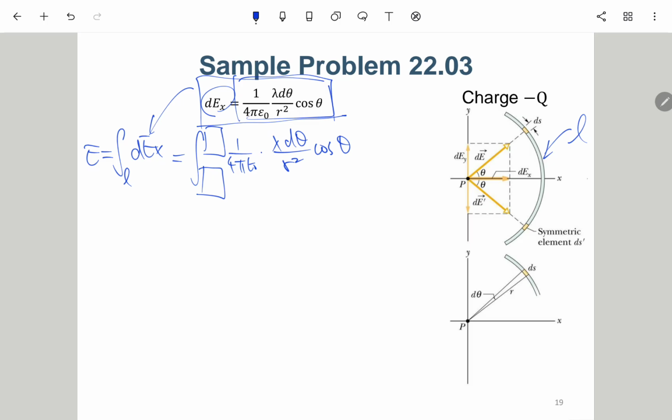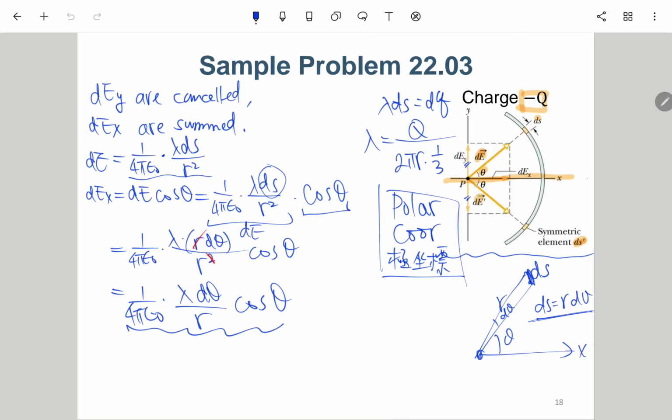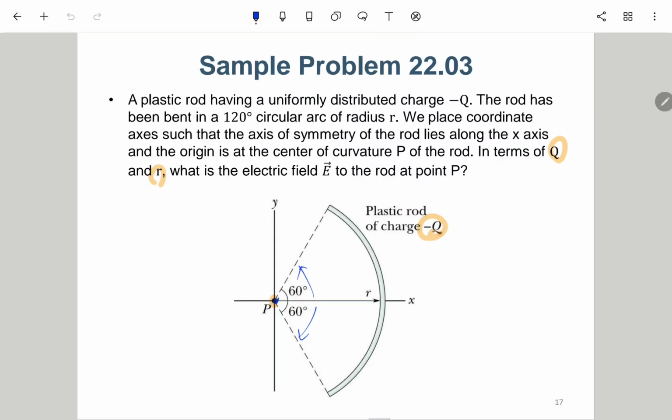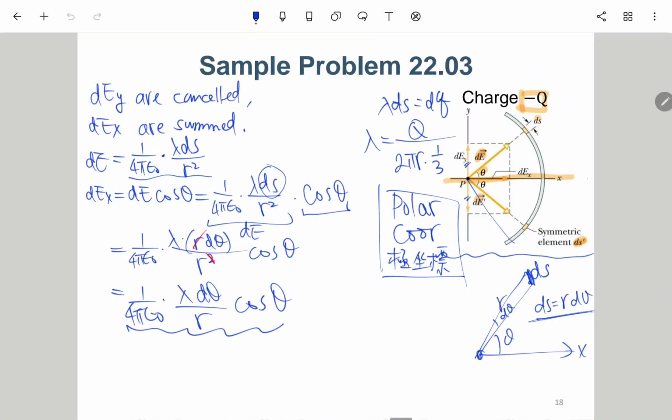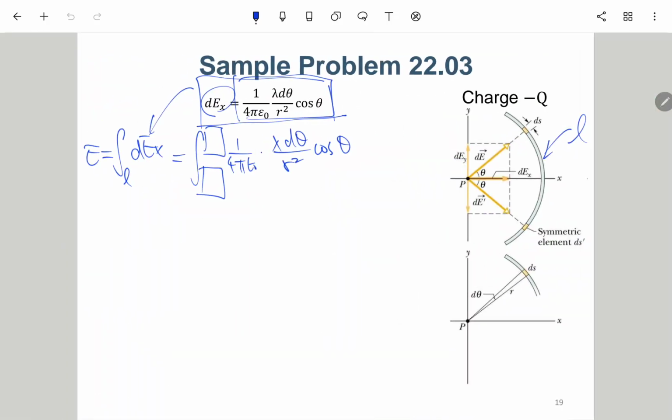Actually, just now we mentioned that this is negative 60 degrees to positive 60 degrees. The theta here is starting from the x-axis, so it's from negative 60 degrees to positive 60 degrees, but we should use radians. So in that case, it should be negative pi over 3 to positive pi over 3.